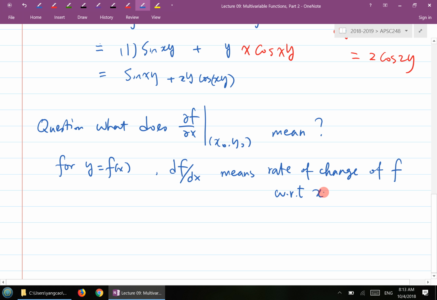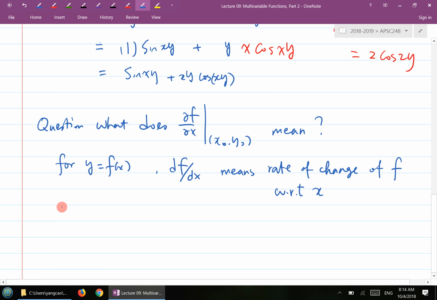Rate of change is essentially a velocity concept. If you change this small x, how fast will this function f increase or decrease? That's what df over dx basically gives us. So now we have a function of two variables. I use two variables because I can illustrate it, so I can graph it. That's why I chose this two-variable function to demonstrate.